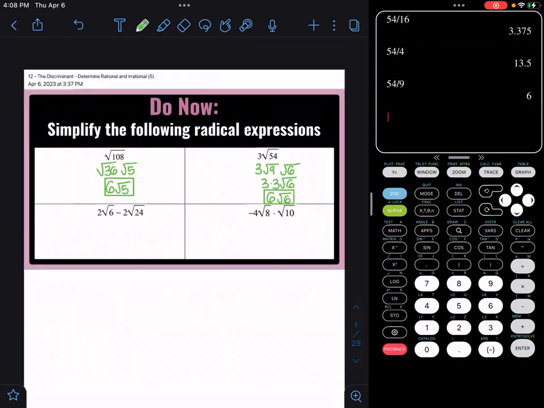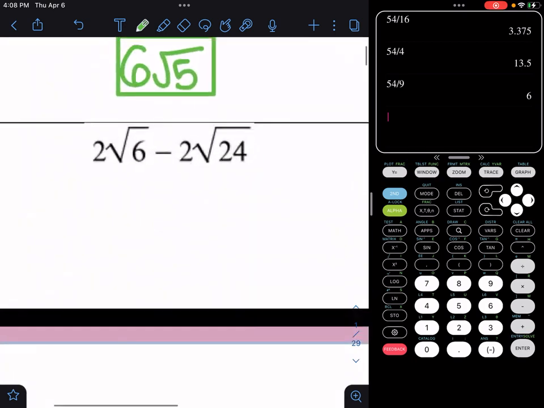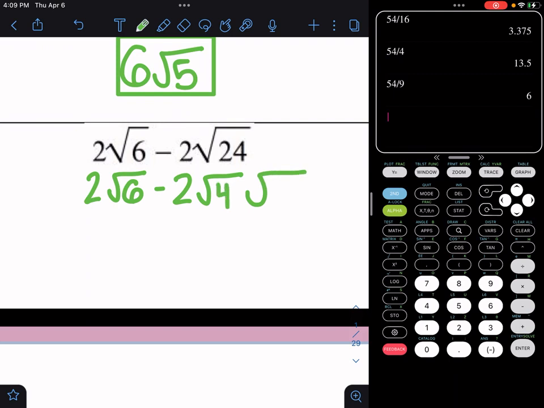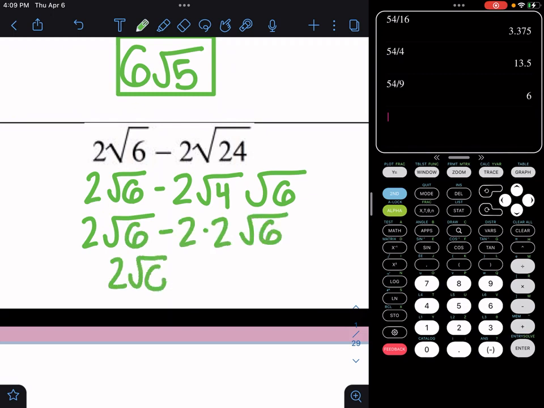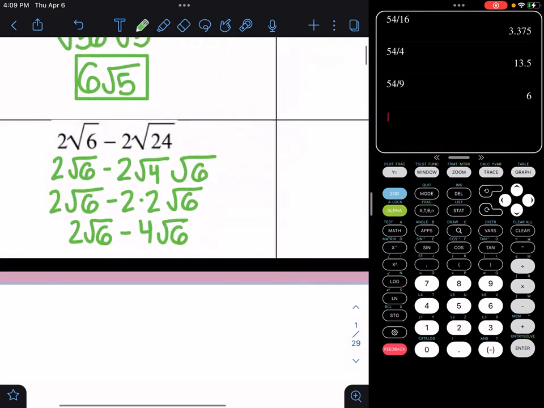Good. Alright, let's try this next one. Now, whenever you want to add or subtract square roots, they have to have the same number under the radical, kind of like making it a like term. So I know the square root of 6 cannot simplify anymore. But I can simplify the square root of 24 into 4 is the perfect square and 6 is not the perfect square. The square root of 4 is equal to 2. Leave the square root of 6 alone. And then 2 times 2 is 4, square root of 6. 2 minus 4 is negative 2, square root of 6.